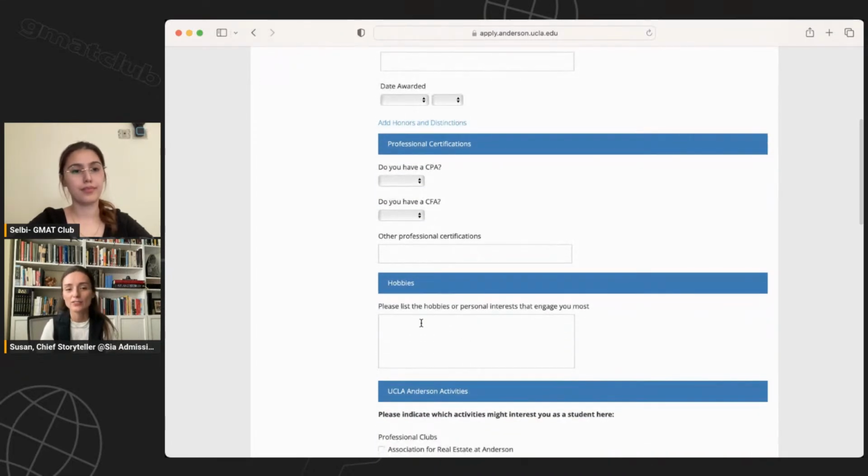And then you have your list of hobbies or personal interests that you engage with most. Typically, people have this information at the bottom of their resume. If you have that already in there, maybe you need the extra space and include it here, give a little more color in this segment of the application, so it gives you more space in the resume to develop the rest of the accomplishments you've had.